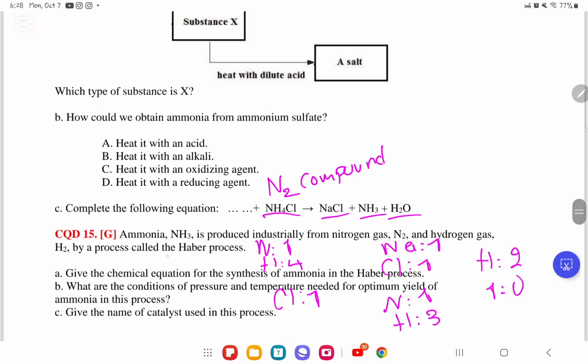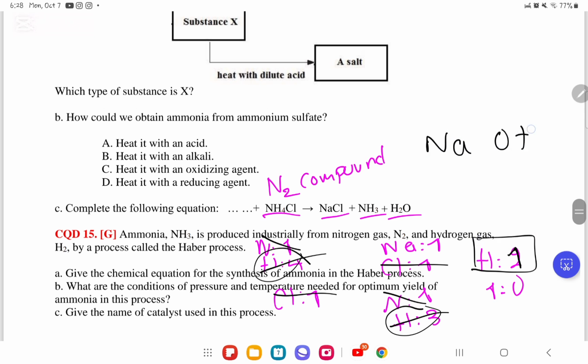So let's cancel out the ones we already have. We have already 1 N, we have already 1 Cl, and if you cross this out and you take 1 from here, now you have 4 hydrogen and 1 hydrogen is left. And then finally we are left with what? N, A, O, and H. So what's our equation here? What's our chemical here? It is NaOH.